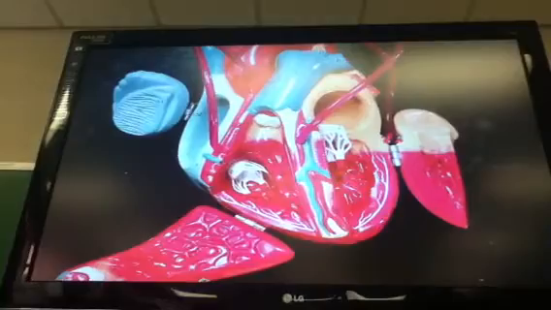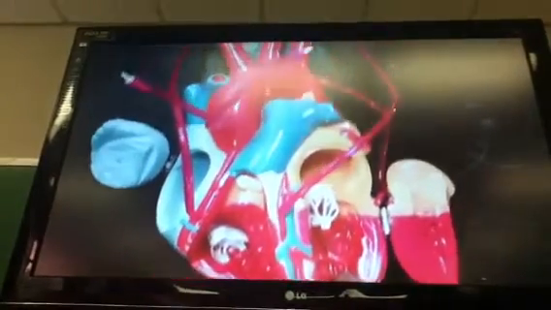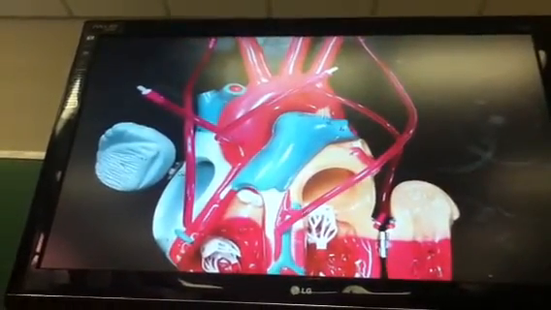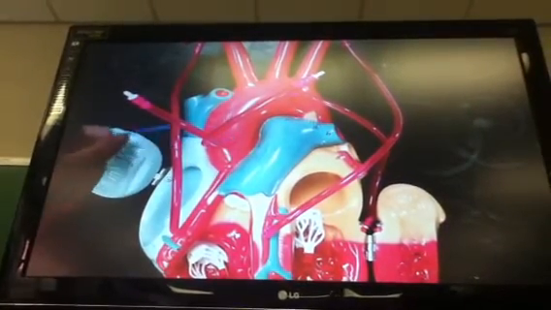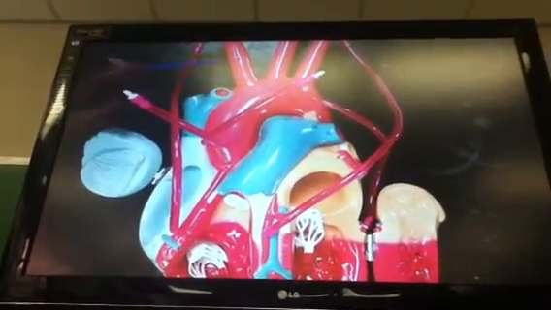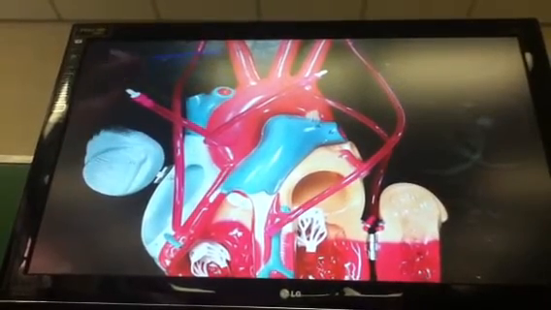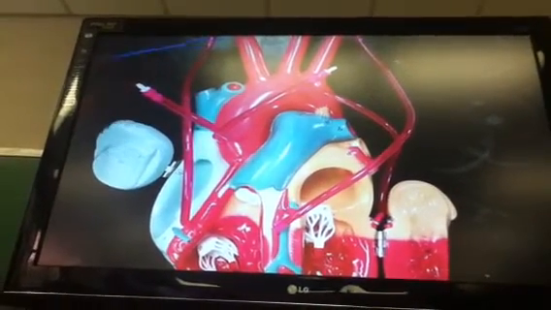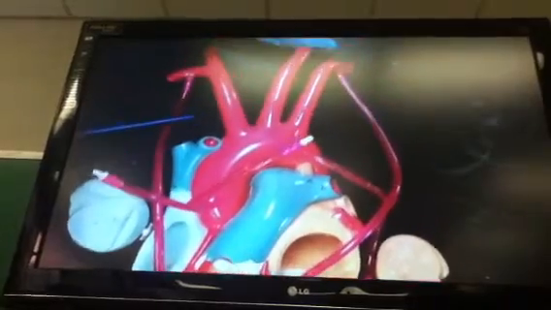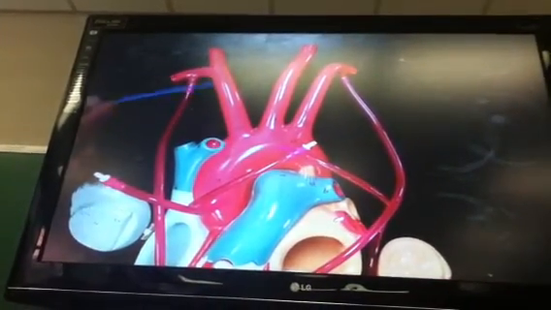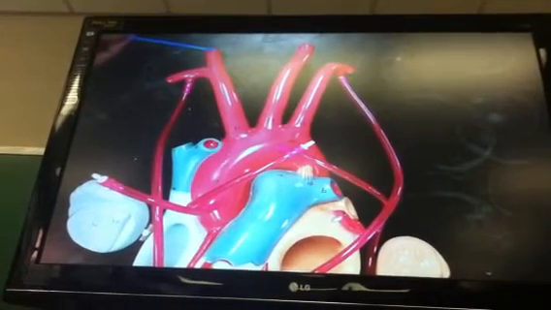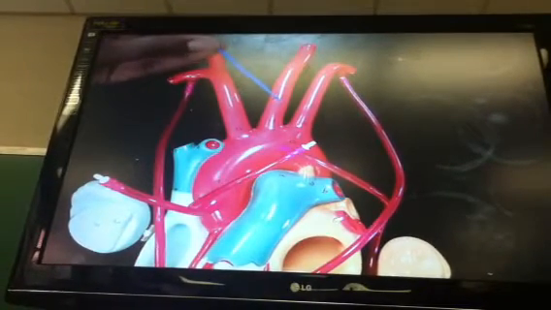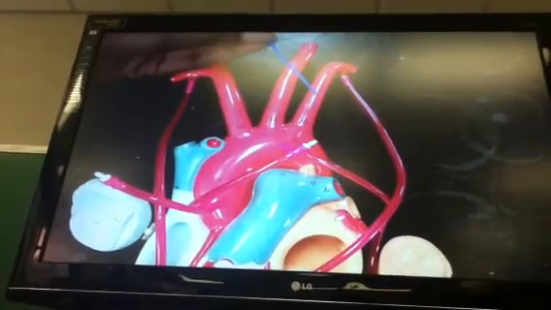Everybody ready? I'm going to slide down and look at the top part of the heart. Coming off the aorta, the first vessel is going to be the what? Brachiocephalic artery. It's going to split into the right subclavian artery and the right common carotid. That makes this the left common carotid, and that makes this the left subclavian.